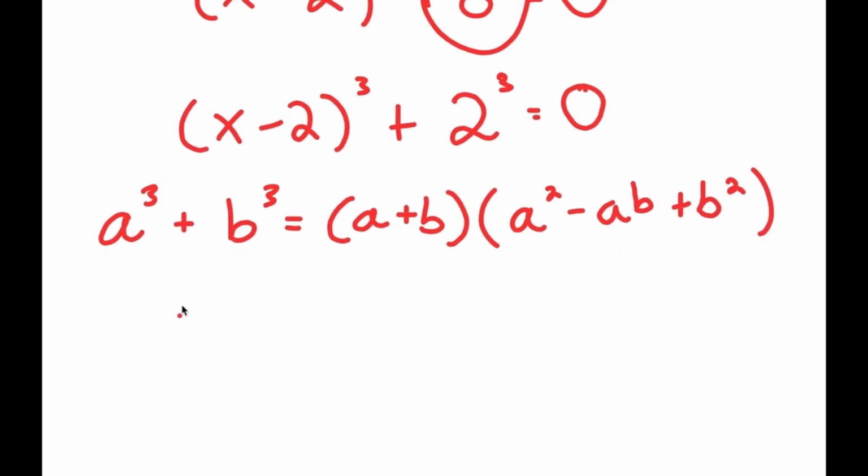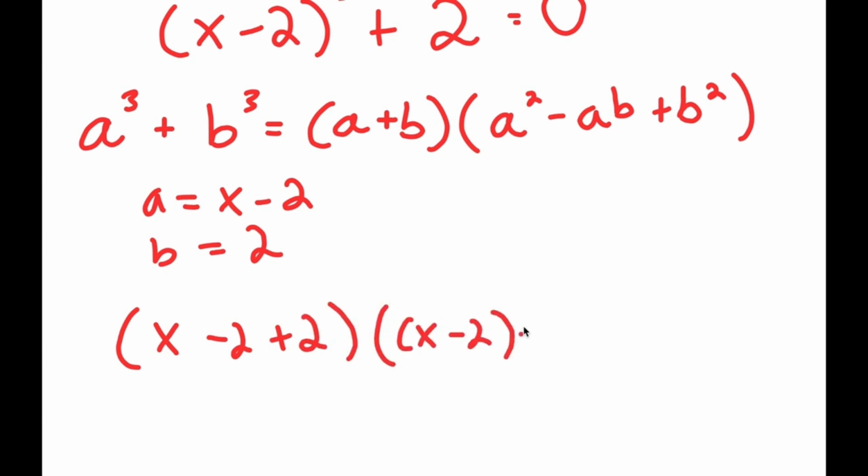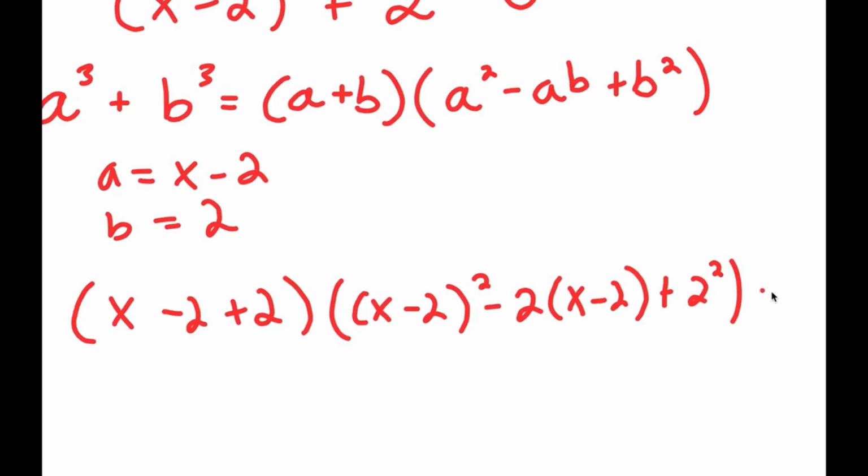So in this case, a is equal to x - 2 and b is equal to 2. So I get (x - 2 + 2) times ((x - 2)^2 - 2(x - 2) + 2^2). And this is equal to 0.